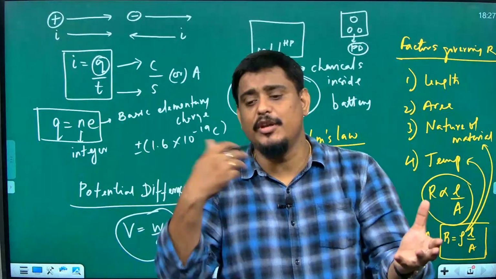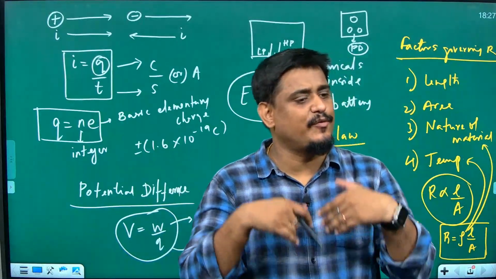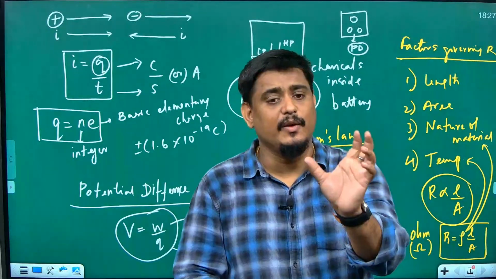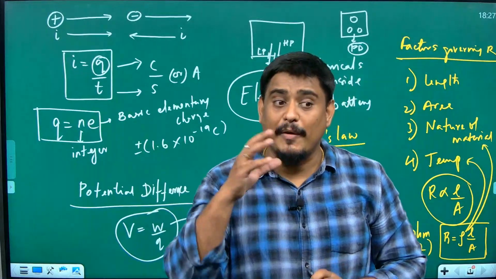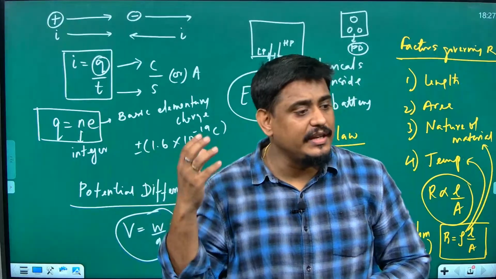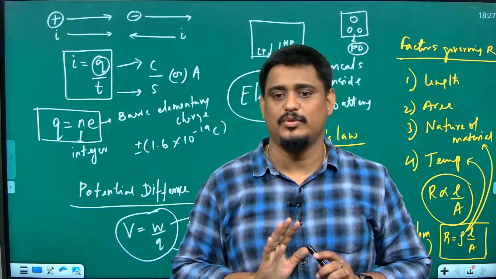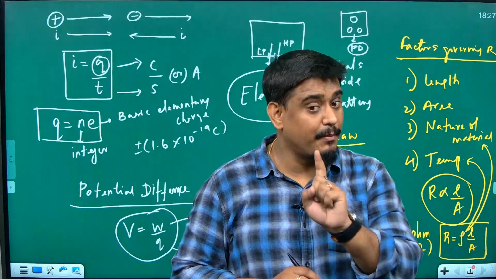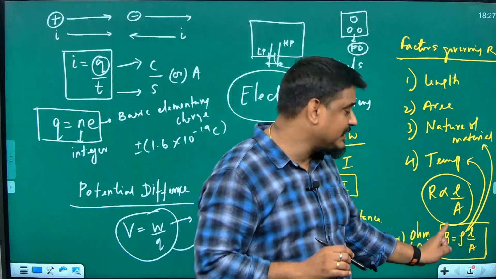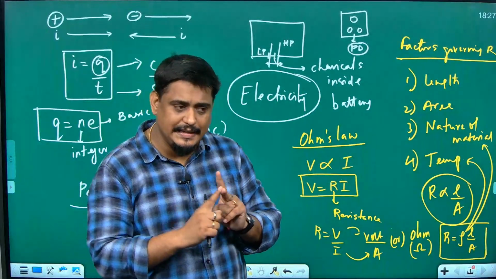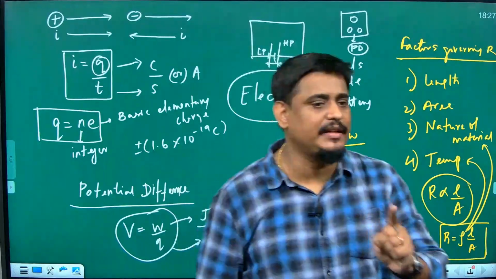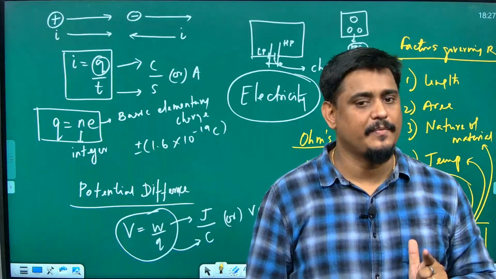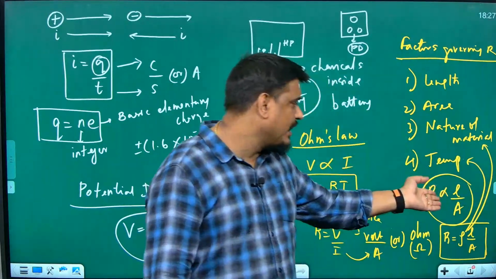Copper wire and aluminum wire will have different resistance and different resistivity. Copper wire at 100 degree and copper wire at 500 degree will have different resistance. Copper wire at 100 degree and copper wire at 200 degree will have different resistivity also. This kind of question can come to you in assertion and reasoning. Remember that in the board examination. So factors that affect resistance are 4: length, area, nature, temperature. Factors affecting resistivity are only 2: nature of material and temperature. If I tell you how it depends, as I told here, R is proportional to L.